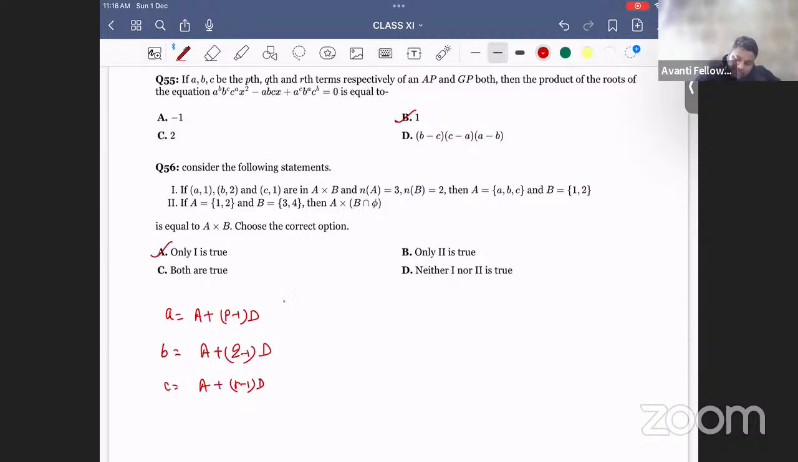From the perspective of GP, this A is going to be, say first term is m, common ratio is mn. m into (mn) raised to the power p minus 1. B is m into (mn) raised to the power q minus 1. And C is m into (mn) raised to the power r minus 1. Correct?